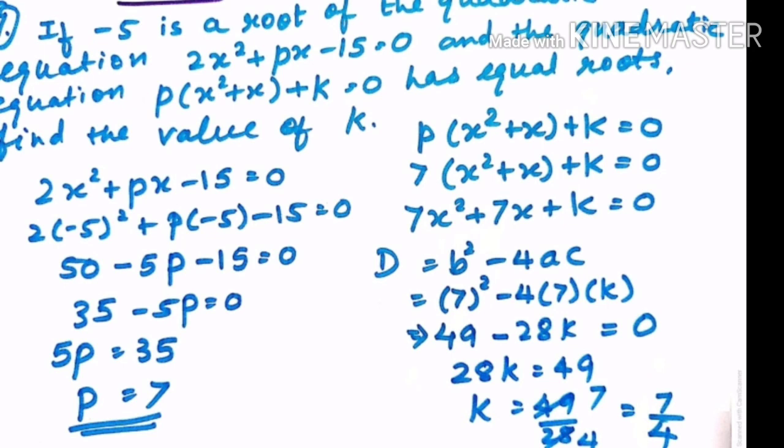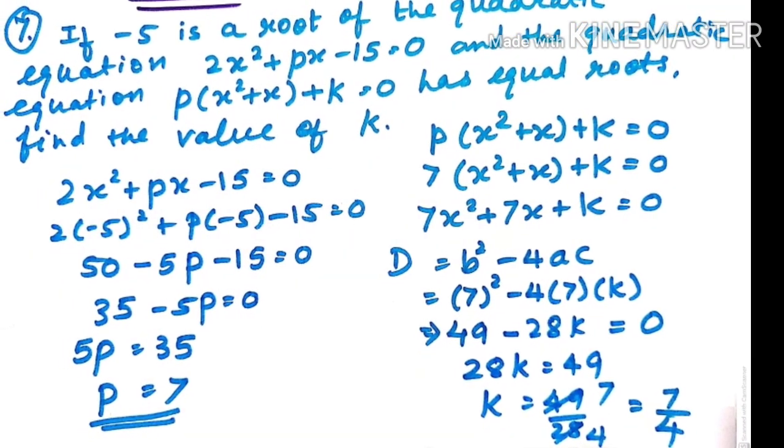So here in the question they asked to find the p value and then the k value by taking the condition given in the question. So here you can see by the first polynomial we get the p value and then by the second we get the value of k. So this type of question, students, you have to understand and solve.